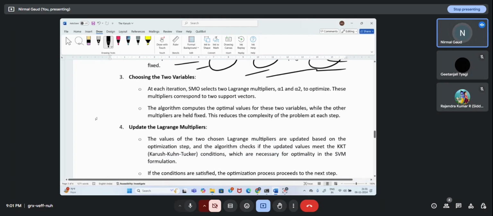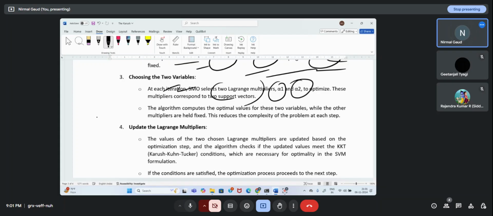Choosing the two variables. Which two variables can we choose? Okay, let's take alpha one and alpha two. At each iteration, select any two multipliers. Any multiplier you can select. Any two that correspond to two support vectors.